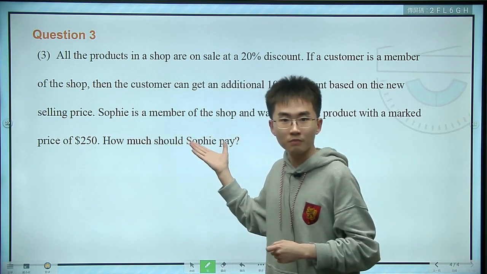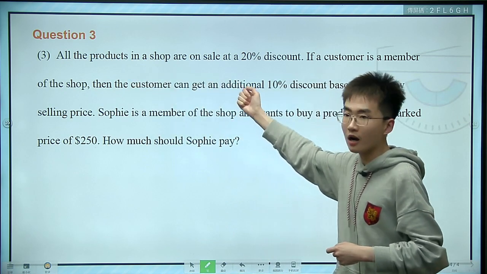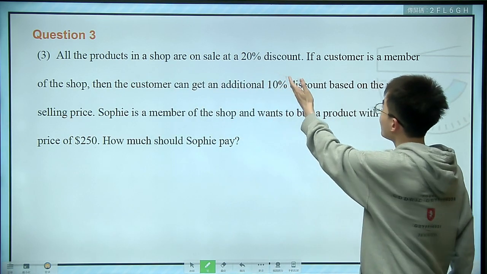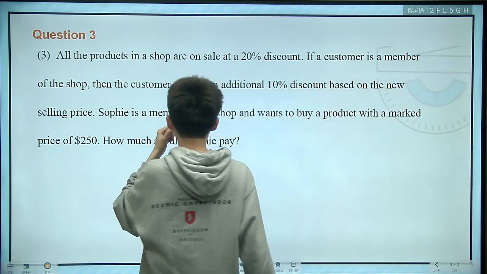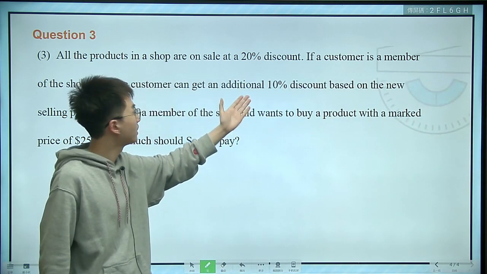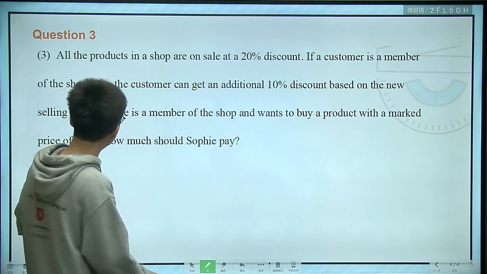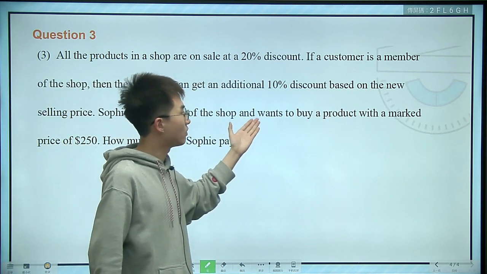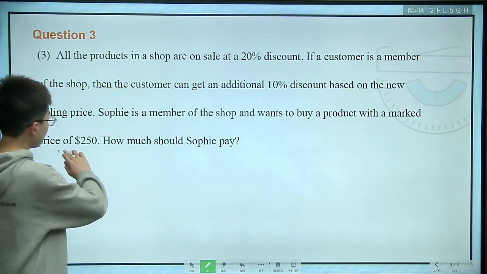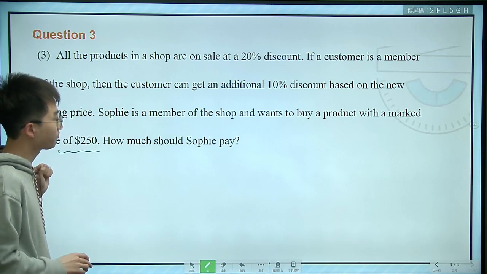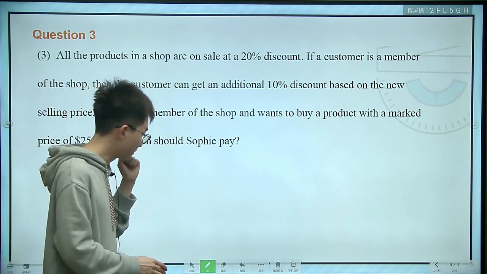This looks a bit complicated, right? All the products in a shop are on sale at a 20% discount. If a customer is a member of the shop, then the customer can get an additional 10% discount based on the new selling price. Sophie is a member of the shop and wants to buy a product with a marked price of $250. So this is the original marked price. How much should Sophie pay?